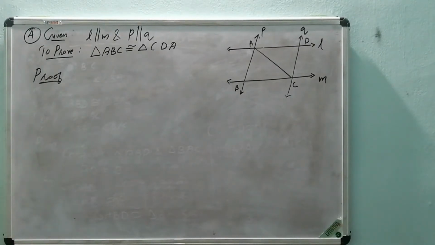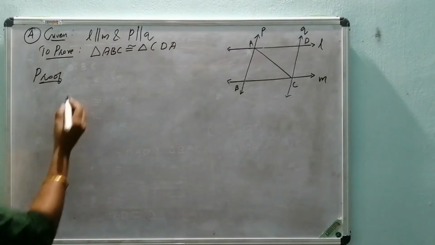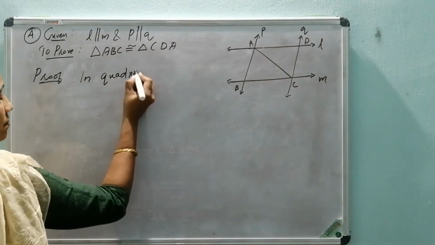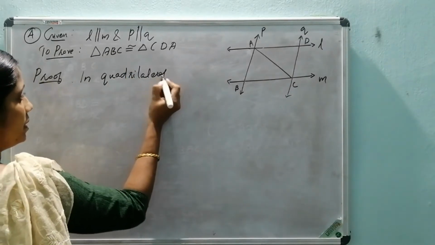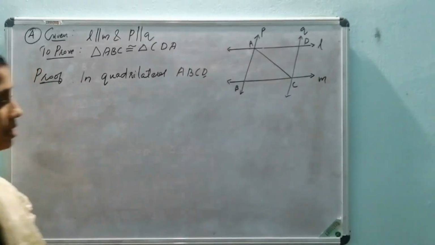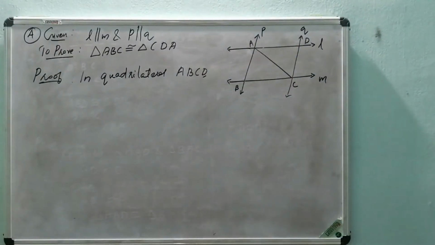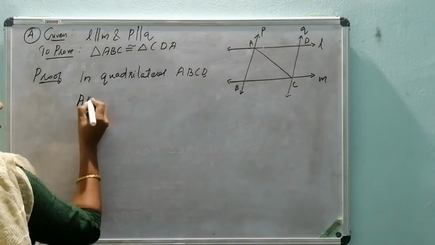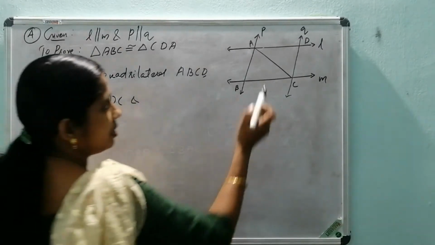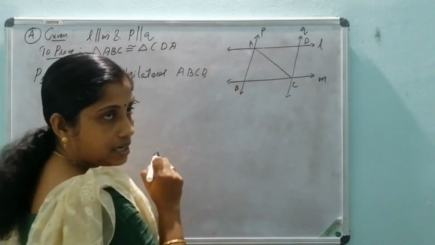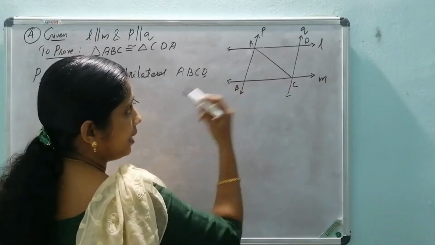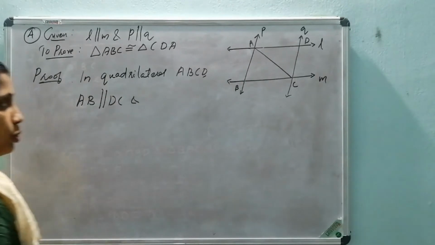Our first step is to consider the quadrilateral ABCD. In quadrilateral ABCD, what can we say? AB is parallel to DC, and in the same way here L and M are parallel. So we can say that A and D are points on L and B and C are points on M. So we can say that AD is parallel to BC.